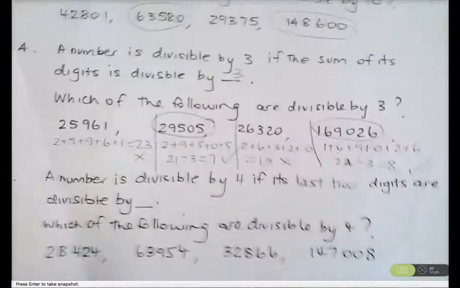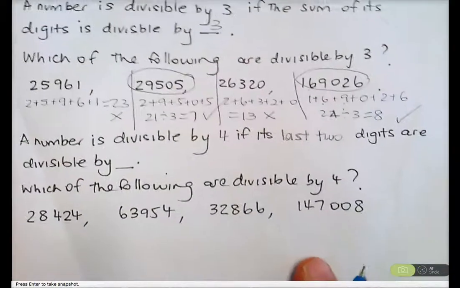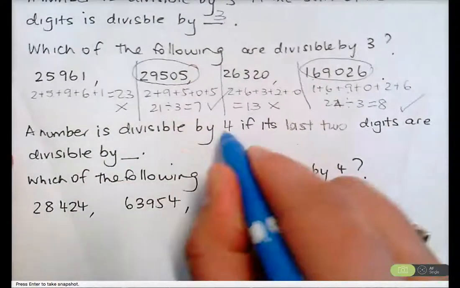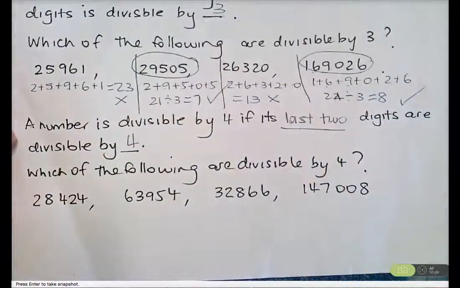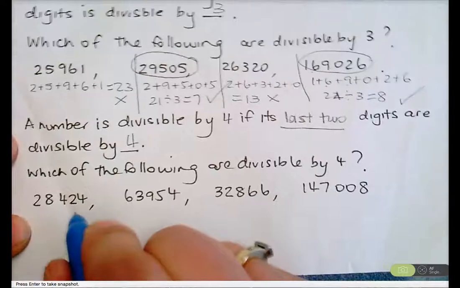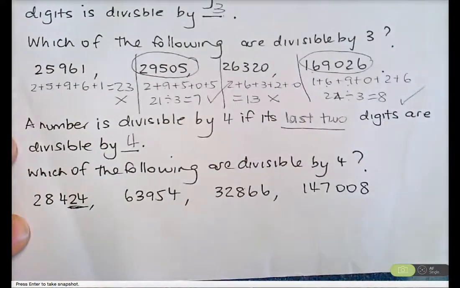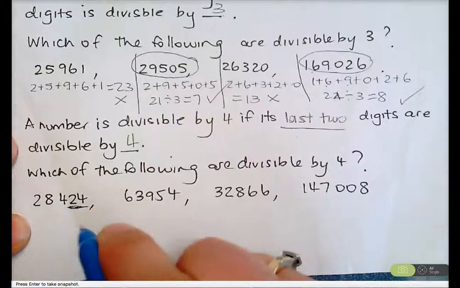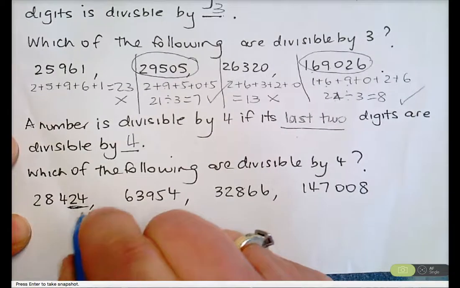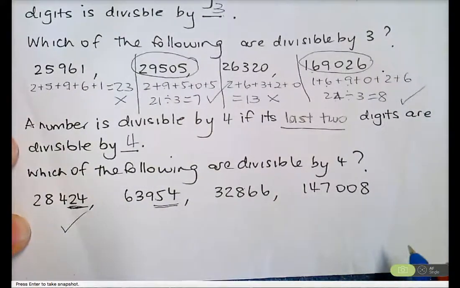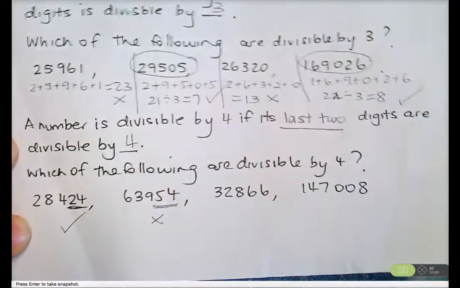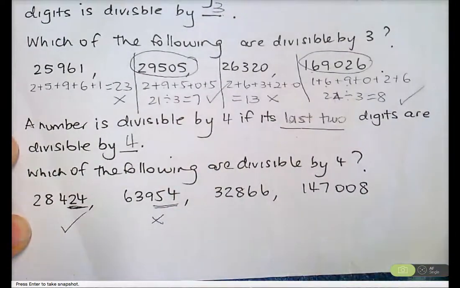And the last rule that you need to know is the divisible by 4 rule. A number is divisible by 4 if the last 2 digits are divisible by 4. So it does not matter how long or big the number is. I just look at the last 2 digits. Now I know that 24 is divisible by 4 because it's in the 4 times tables. So that's yes. Is 54 in the 4 times tables? No, it's not. Because we've got 12 fours are 48, then 52 and 56, that's not.